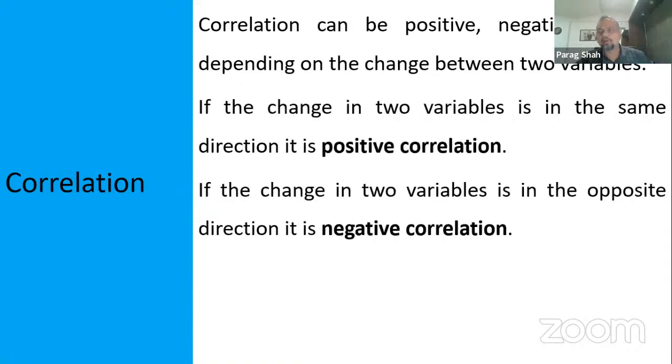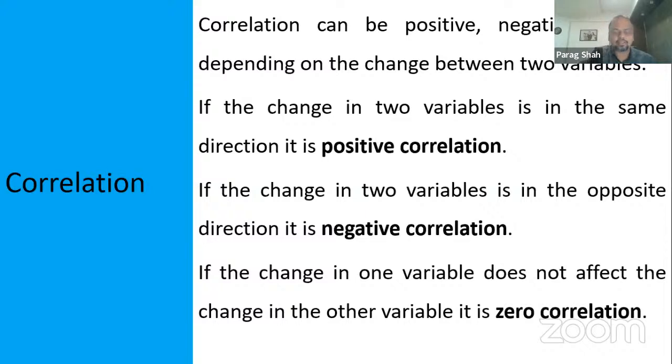Okay, correlation can be positive, it can be negative, and we know the examples also. If temperature increases, the sales of ice cream also increases. So the change is in the same direction. Temperature increases, sales of the ice cream increases, so it is a positive correlation.